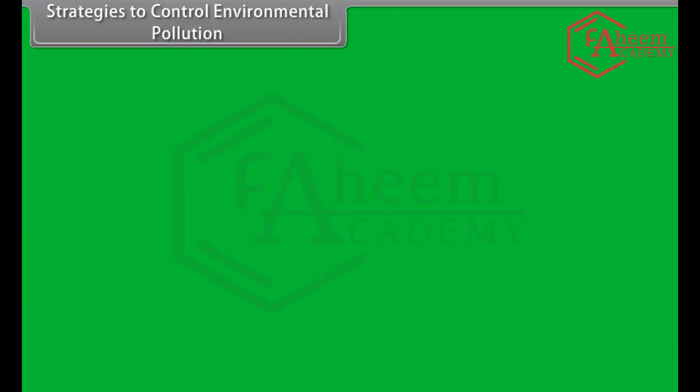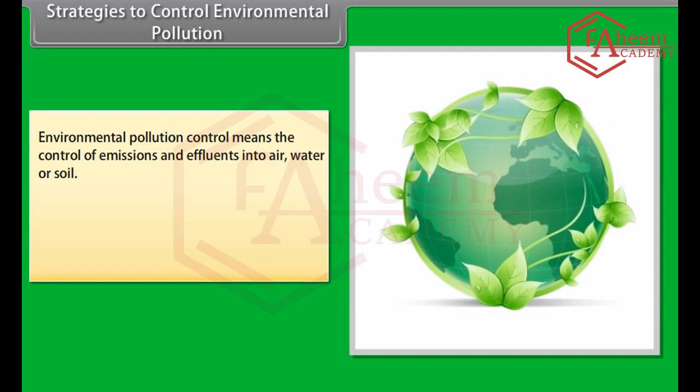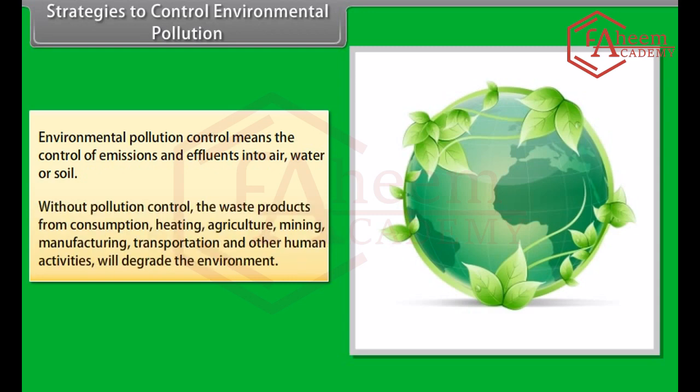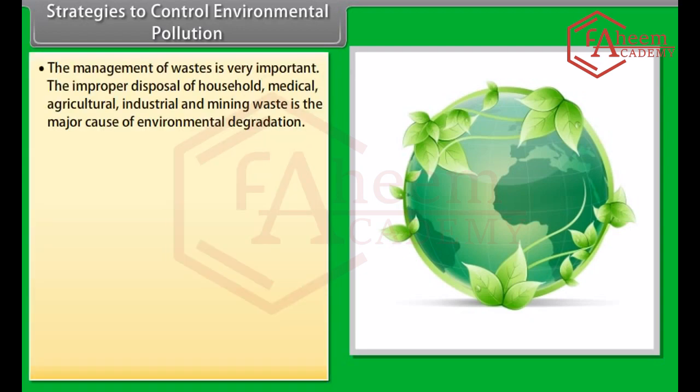Strategies to control environmental pollution. Environmental pollution control means the control of emissions and effluents into air, water or soil. Without pollution control, the waste products from consumption, heating, agriculture, mining, manufacturing, transportation and other human activities will degrade the environment. The management of waste is very important.